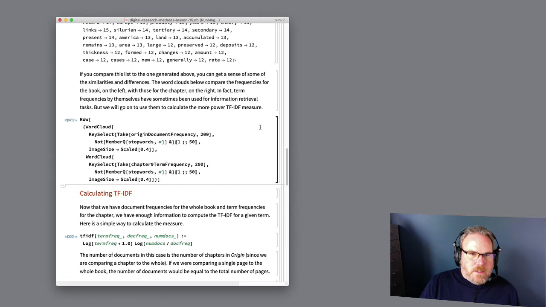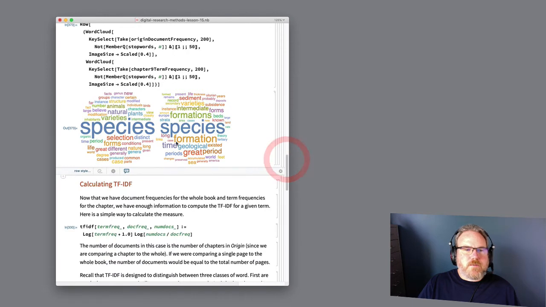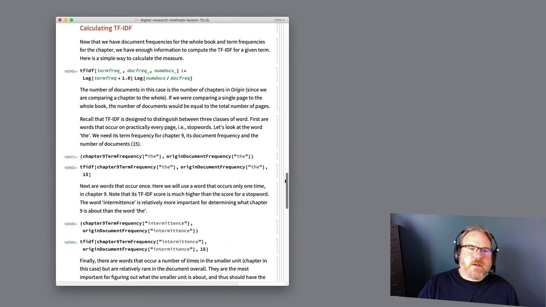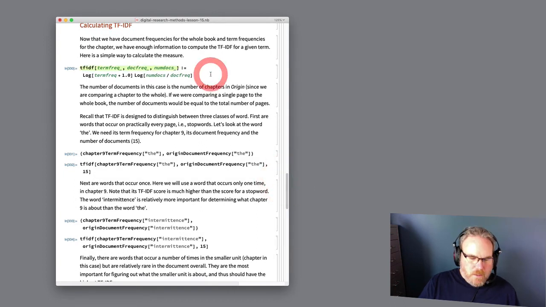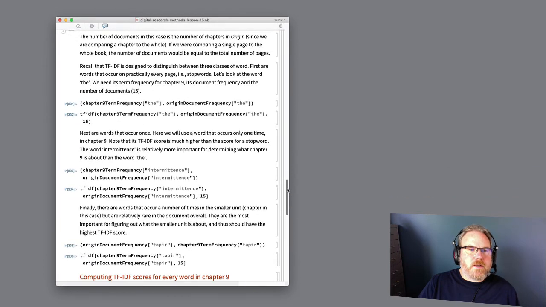Let's look at word clouds for the book as a whole and for Chapter 9. So, as we can see, species is important in both cases, but formations, formation, geological, sediment, these are terms that appear in Chapter 9, but not in the book as a whole. So now that we have term frequencies and document frequencies, we can calculate TF-IDF. This is a very simple formula for calculating that. As I say, there are varieties, which I will make a link to at the end of the lesson.